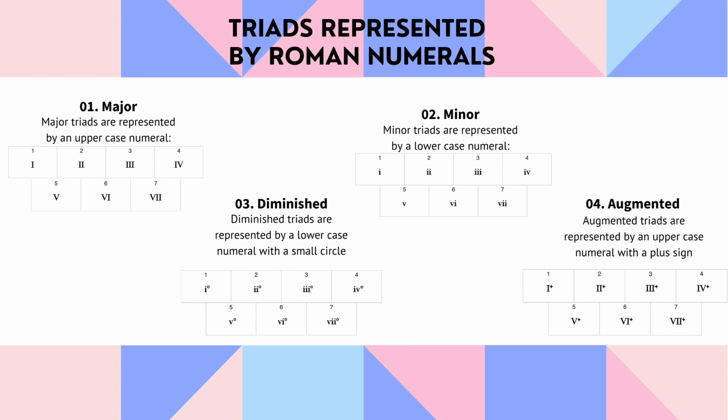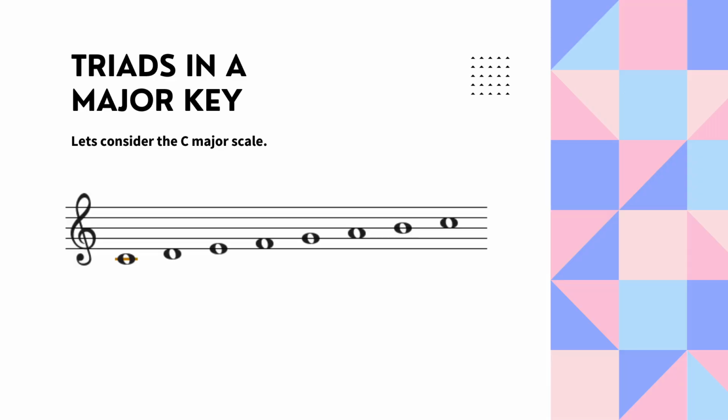In a major key, major, minor, and diminished triads can be diatonic. Let's take a look at how these triads function within a major key. Let's consider the C major scale. In the C major scale, each diatonic pitch can relate to a scale degree number, with C being 1, D being 2, E being 3, and so on.